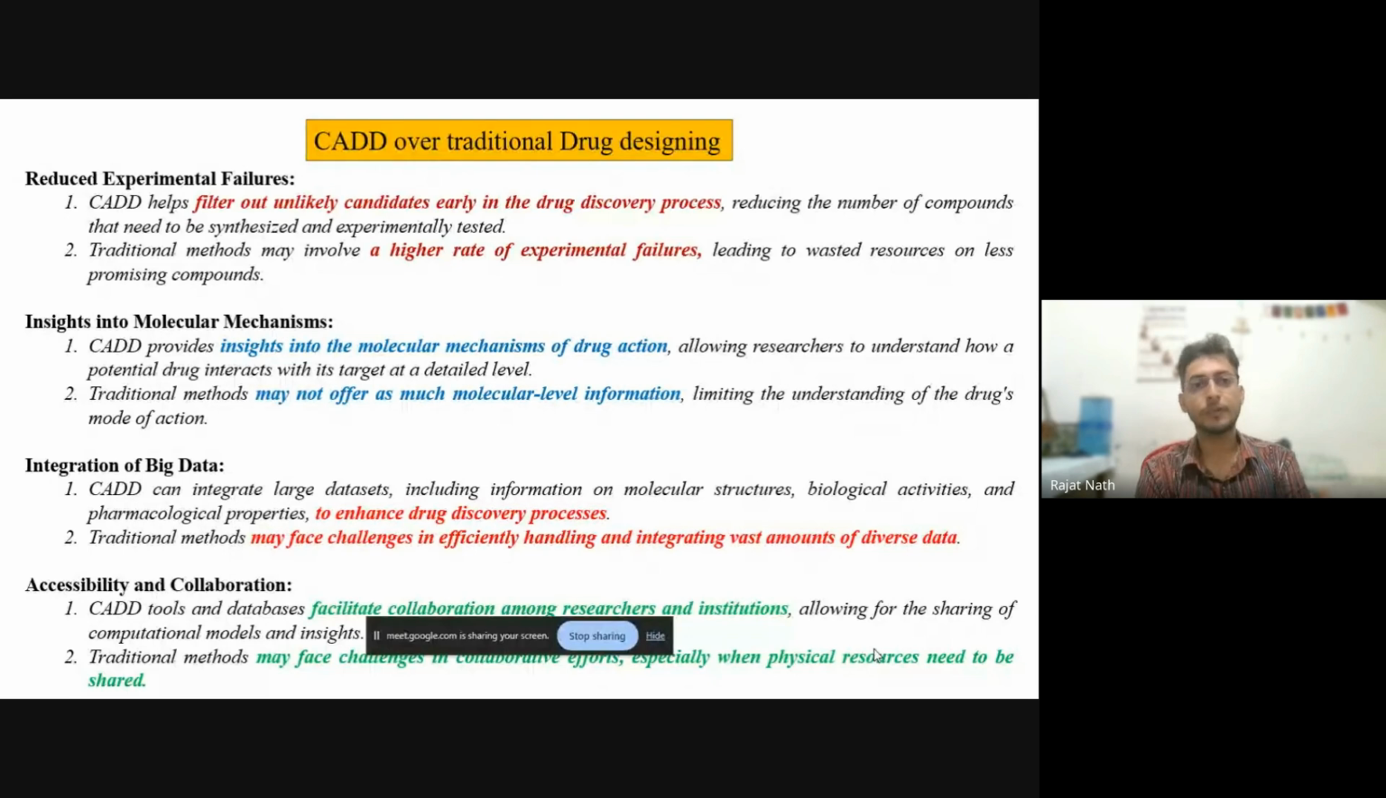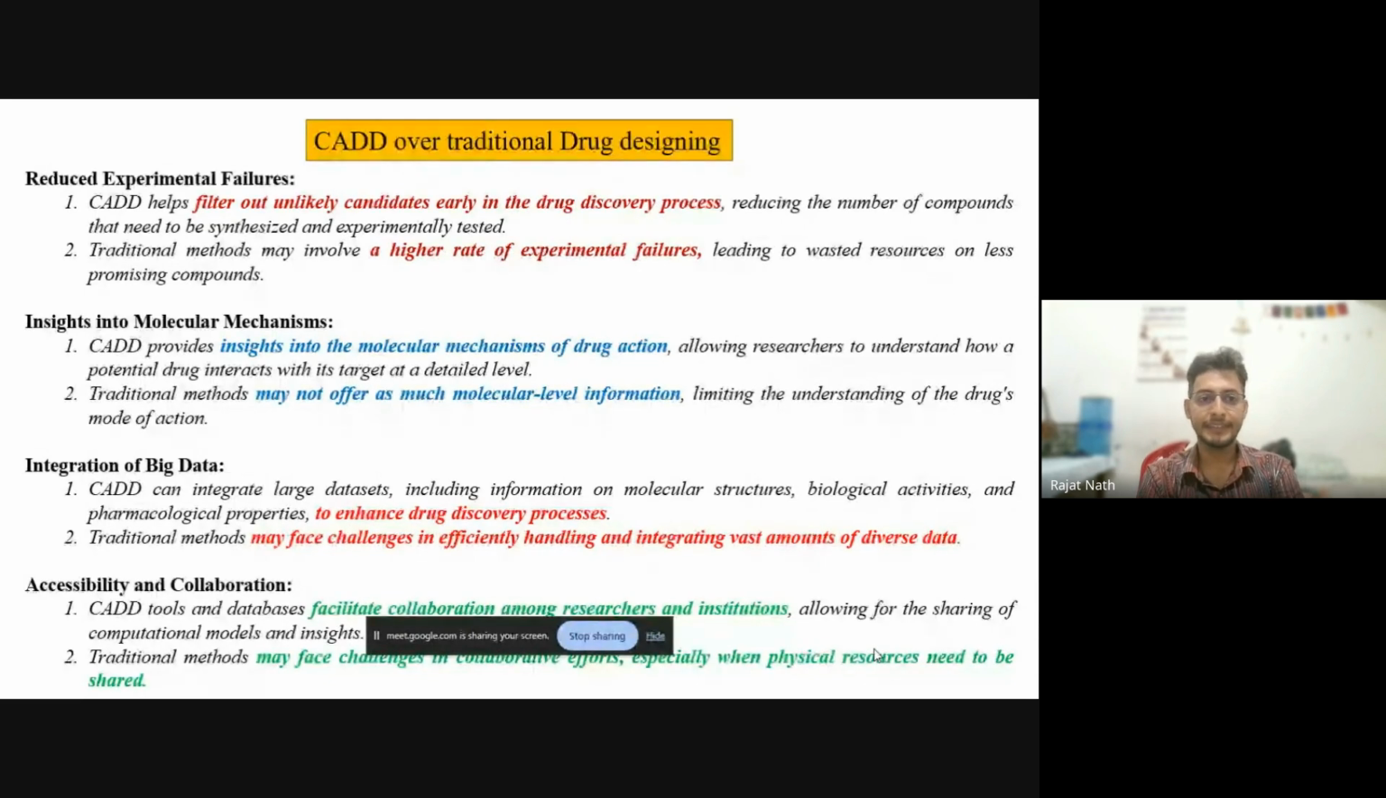Then, when we predict the compounds by computer drug designing, we go for the clinical trials. The chances of failure of the experiment are very low because we already predicted and screened out of thousands of compounds to get the best ligand for a particular disease. So it reduces experimental failure.